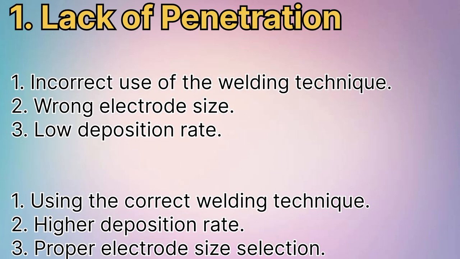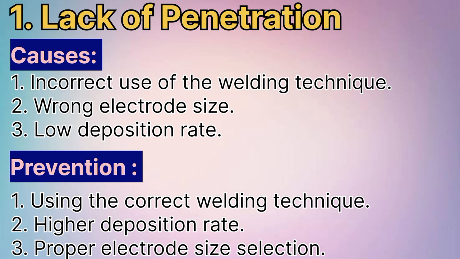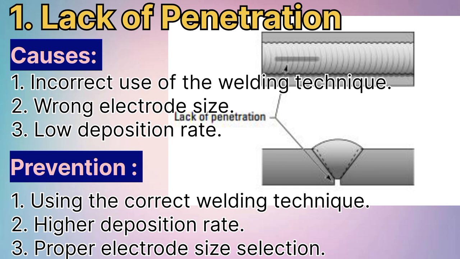The main causes of lack of penetration are incorrect use of welding techniques, wrong electrode size, and low deposition rate. The prevention of lack of penetration and incomplete penetration is using the correct welding techniques, a higher deposition rate, and proper electrode size selection. If you follow this prevention, the causes are minimized and the chances of lack of penetration are reduced.